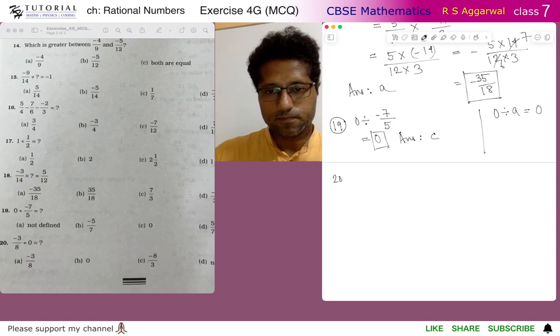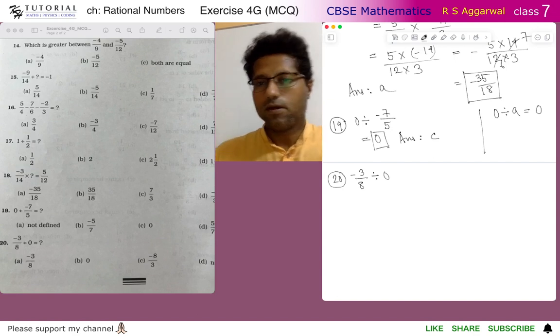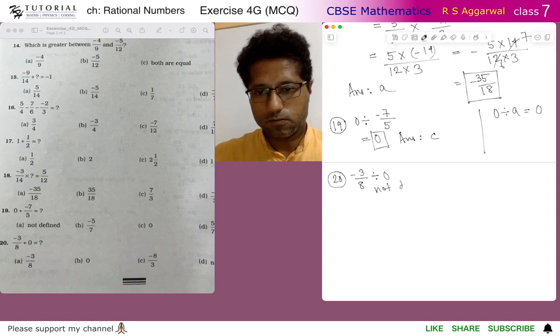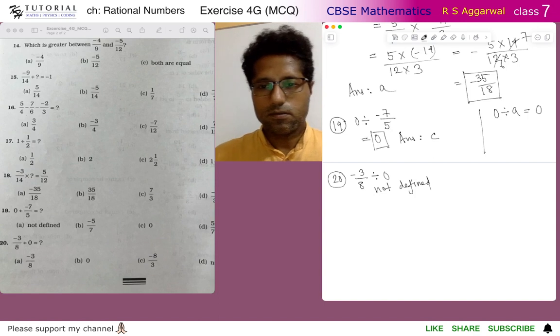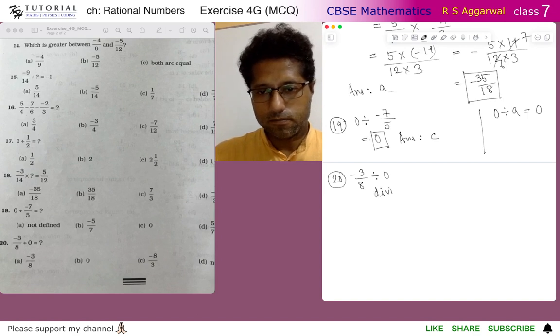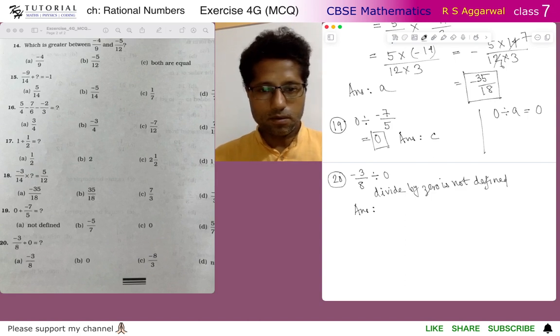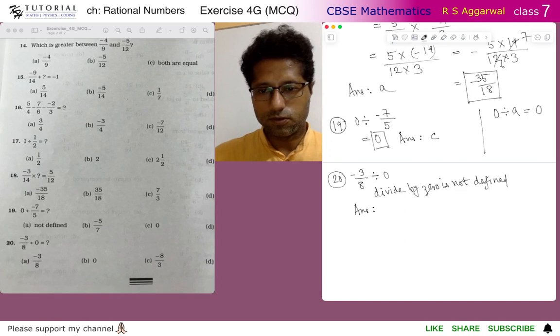So we do the last question, that is question 20. It says minus 3 by 8 divided by 0, and obviously we never in mathematics divide by 0, that is not allowed or undefined. So this is not defined. Divide by 0 is not defined. So the answer will be, I think it's D, not defined. So the choice is D.